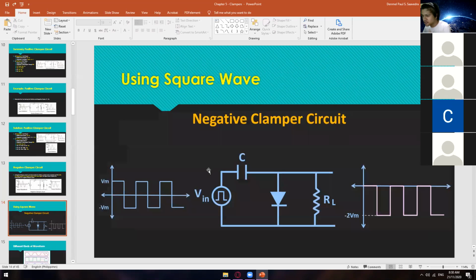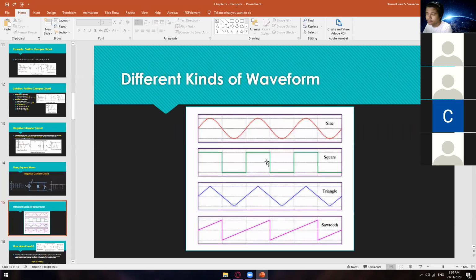So this is just to show you that we have other kinds of waves. We always use the sine wave. I just would like to show you guys that we also have square waves and other kinds of waveforms. Mostly we use sine waves, but we also have square waves, triangle waves, and sawtooth waves.